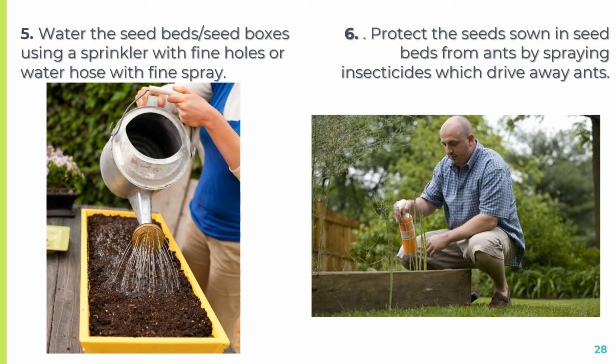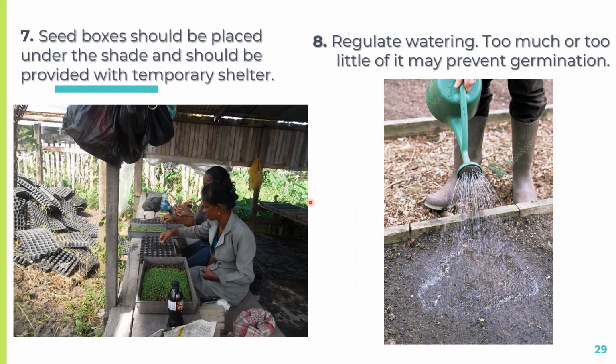Next, number 7, seed boxes should be placed under the shade and should be provided with temporary shelter. And last, number 8, regulate watering because too much or too little of it may prevent germination. So we should apply watering in moderation.